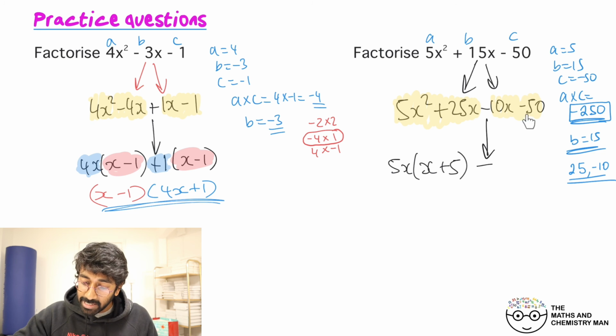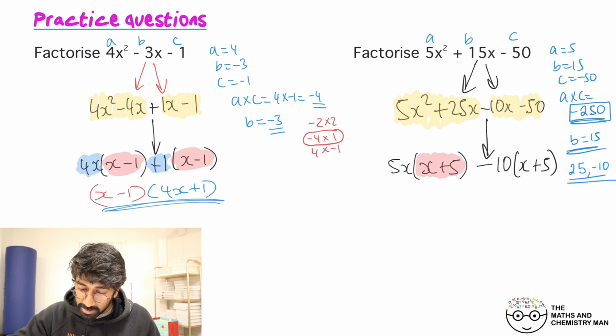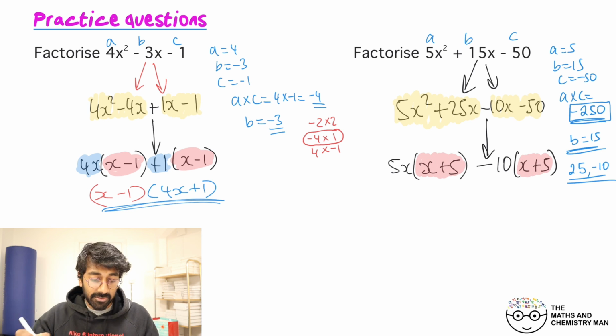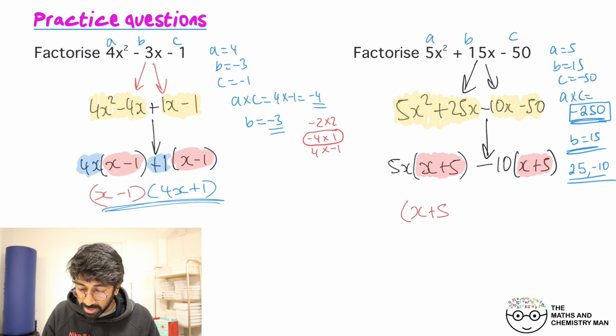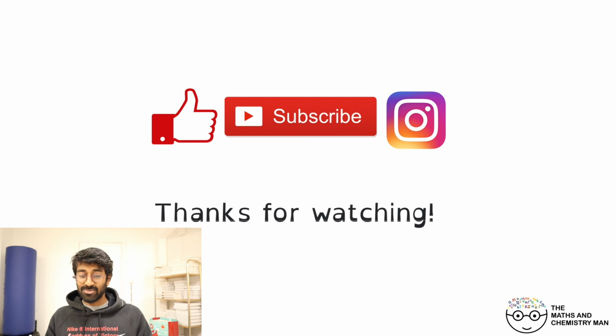We've got 10x and 50 there. So we can take out a 10. And then what's left? Well, we're going to have x and then plus 5. Again, you can double check it by expanding it back out and making sure you get back to that. Good news is our brackets match up. So we've got x plus 5 and x plus 5. And that there's going to form our first bracket, so x plus 5. And then whatever's left over, which is 5x and minus 10, that's going to form our second bracket. So 5x take away 10. Like that. So there we go.